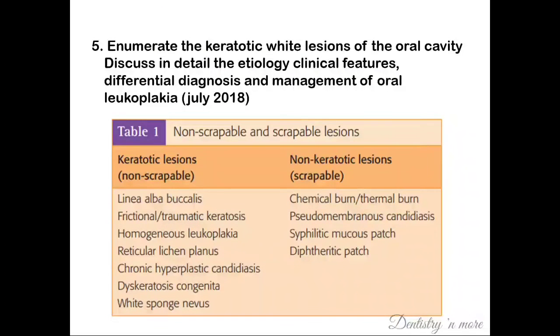Next, the question is to enumerate the keratotic white lesions of the oral cavity, followed by discussion in detail of the etiology, clinical features, differential diagnosis, as well as the management of oral leukoplakia. This is also a similar question that has been asked previously, which I have explained in the previous slides. So if you are asked to enumerate the keratotic lesions, you can go with the same classification, that is scrapable as well as non-scrapable lesions, and then you can enlist the keratotic lesions, that is the non-scrapable ones, which has been highlighted in this tabulated form. You can go through that.